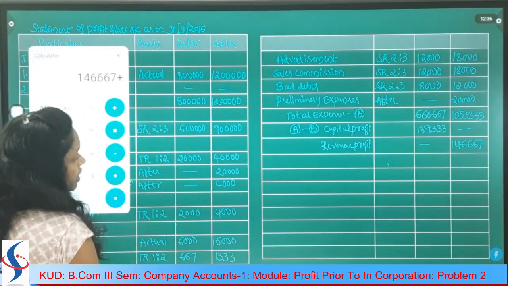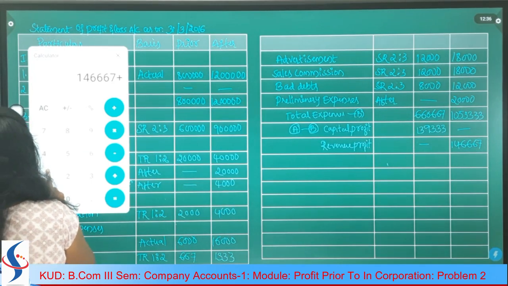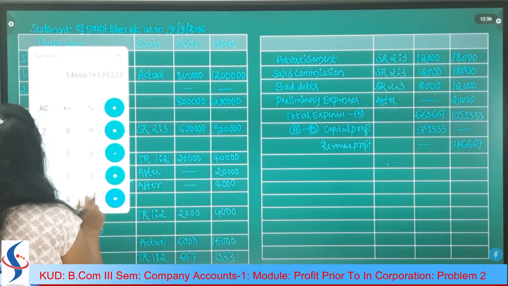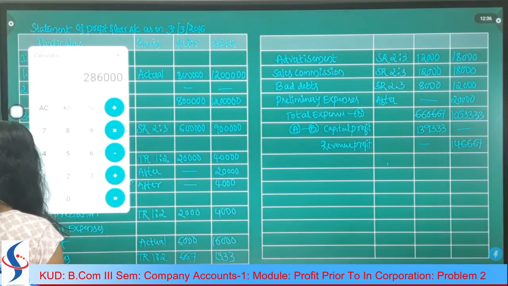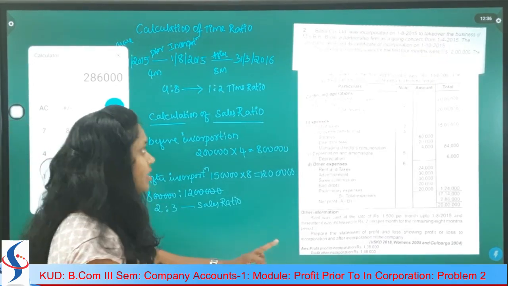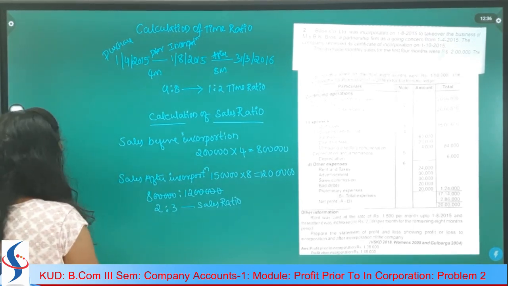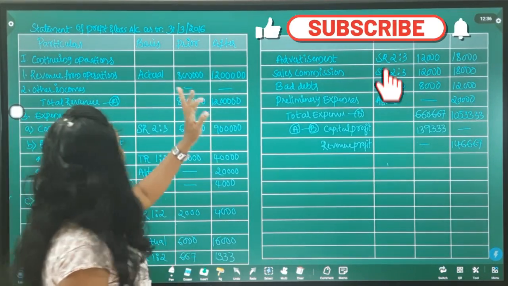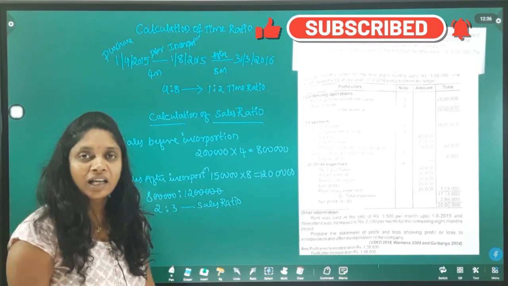So after incorporation profit is how much, student? 1,46,667, and before incorporation is 1,39,333, which is equal to 2,86,000. Can we check it out? What was the profit given in the question? Yes, it is 286. If it matches, then your problem is right. So this is all about your problem which will come for 10 marks in your examination.